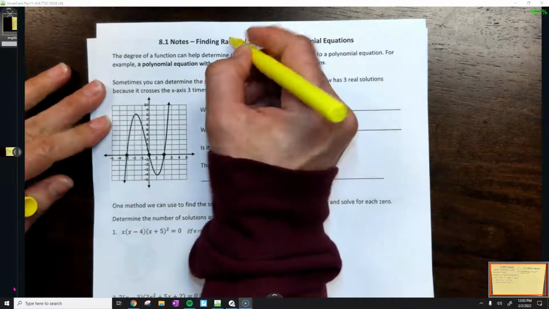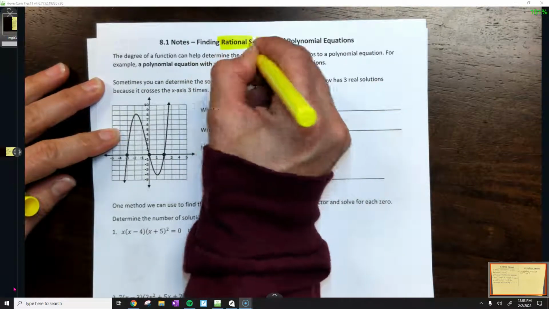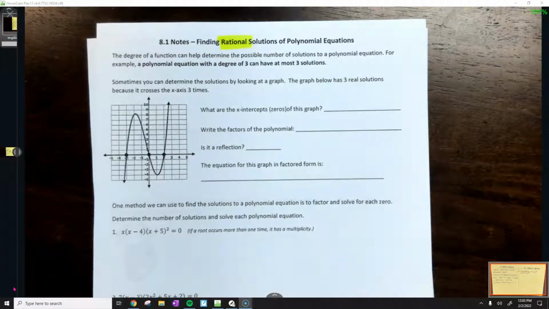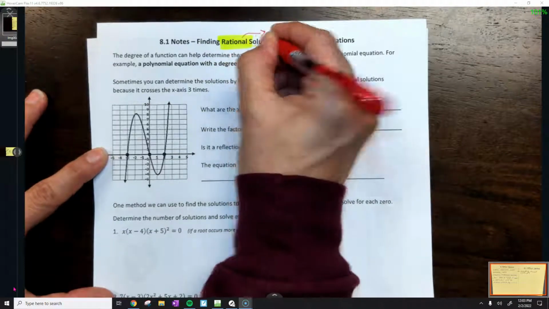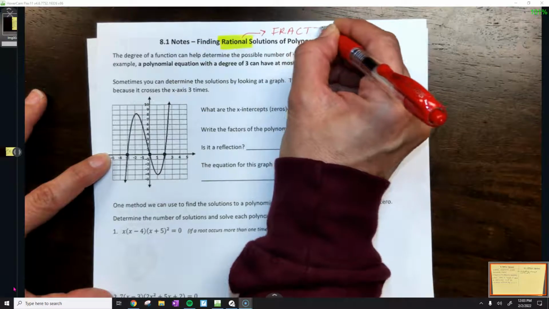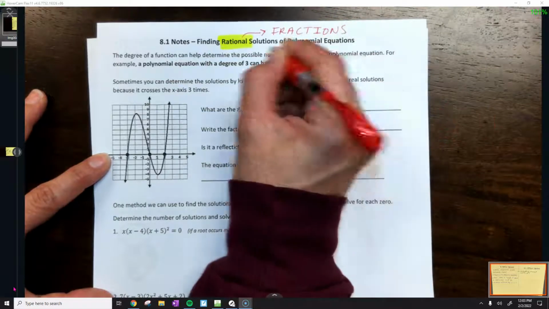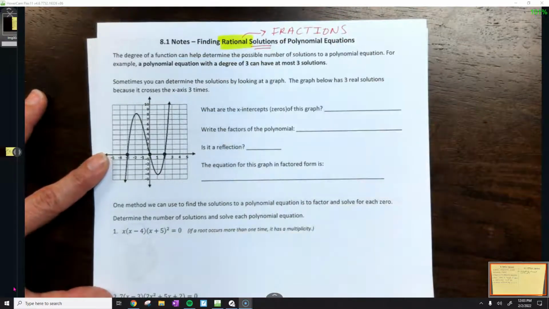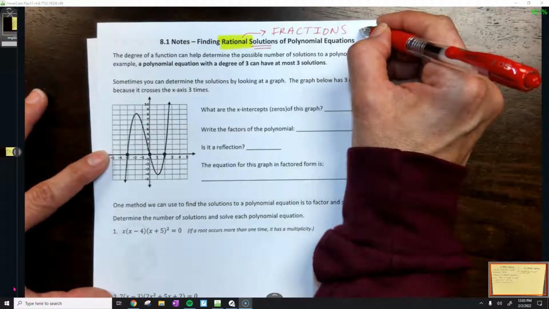First thing we're going to talk about is the word rational. Rational in mathematics, y'all, it just means it can be written as a fraction. That's it. So we're going to be finding answers that can also be written as fractions today. Remember, solutions mean the same thing as answers.